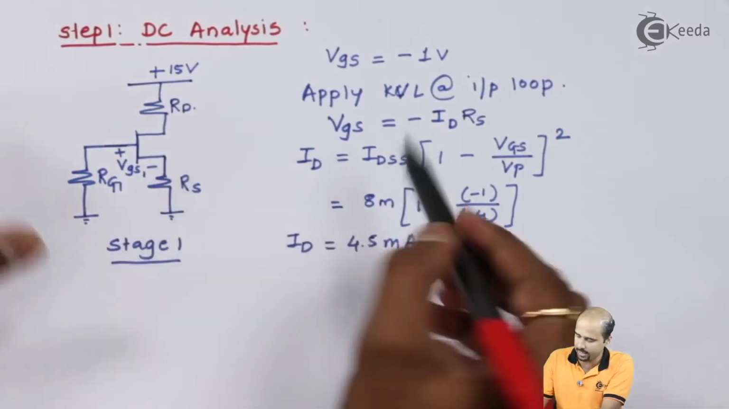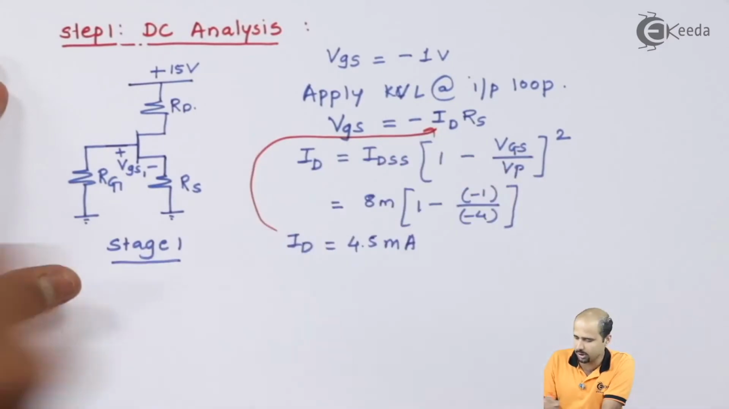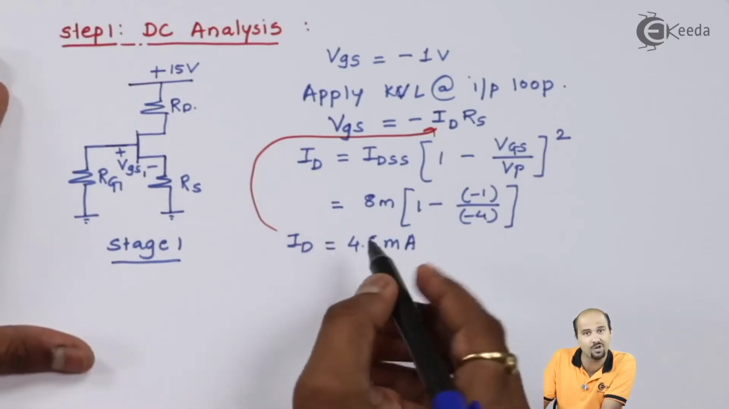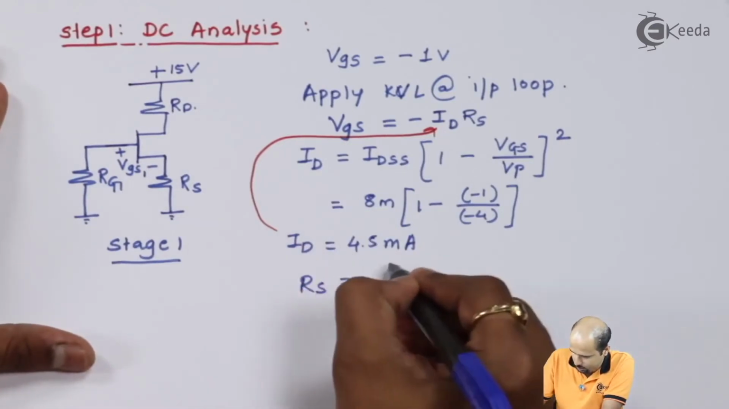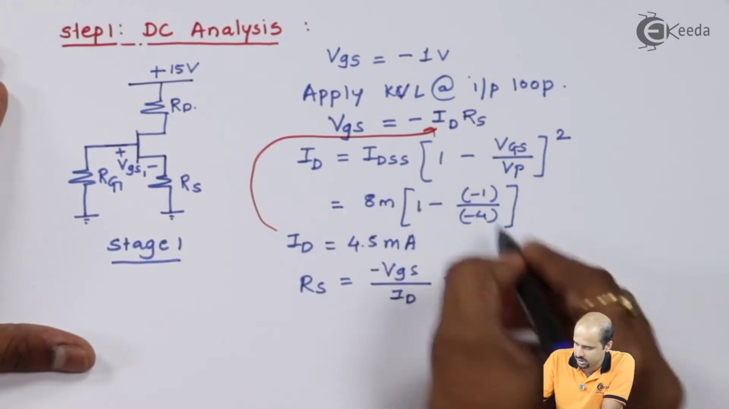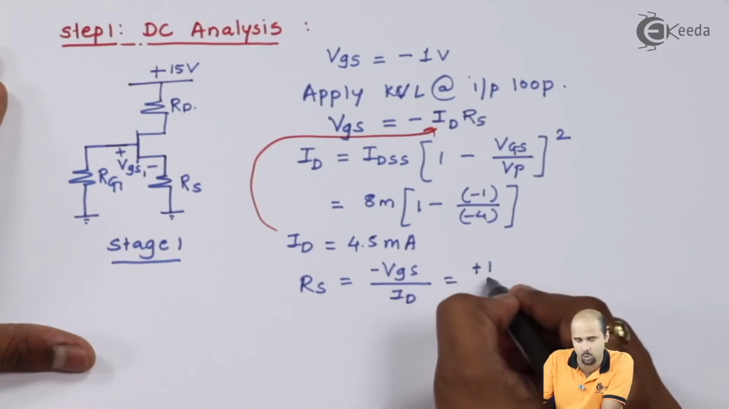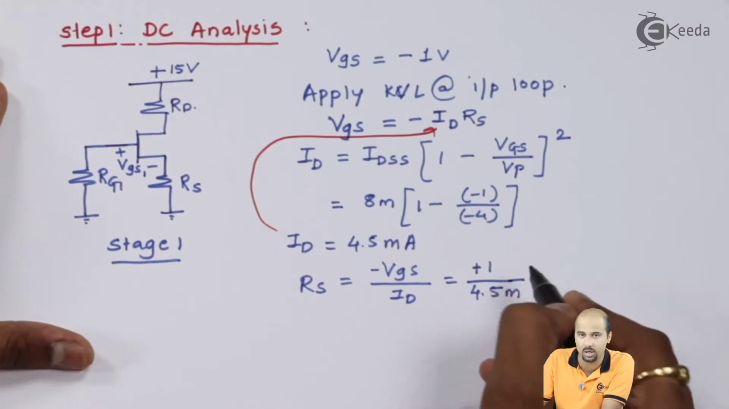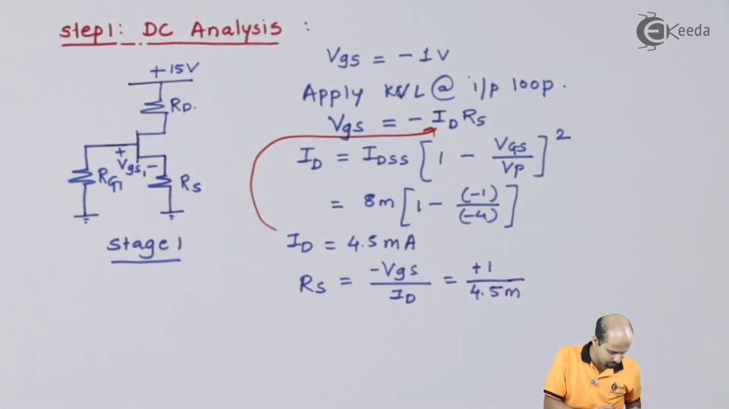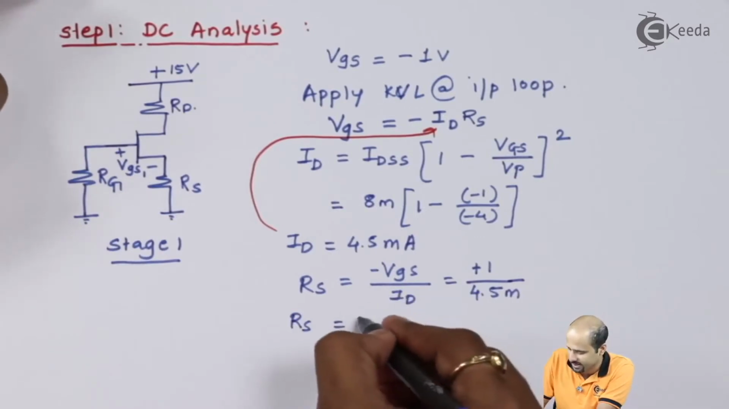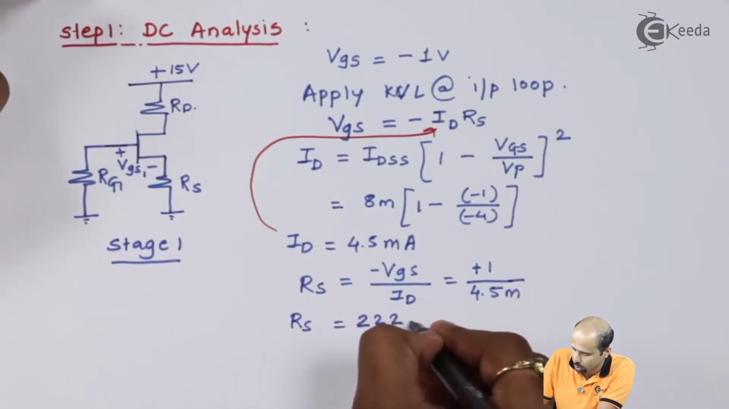That value of ID I'll put in this equation, so that we get the value of RS. Yes, we have got the first finding here. RS is equal to minus VGS divided by the value of ID. VGS is equal to -1, so minus of -1 becomes +1, divided by ID equal to 4.5 milliampere. So 1 divided by 4.5 milli will be 0.222 kilo ohm. So we get the value of RS, RS is equal to 222 ohm.